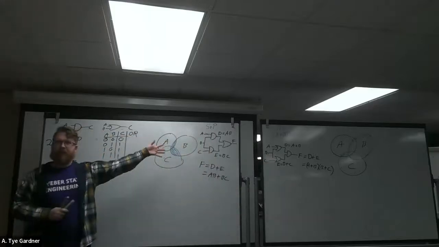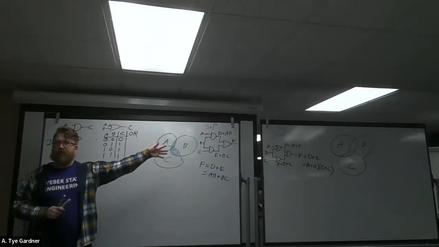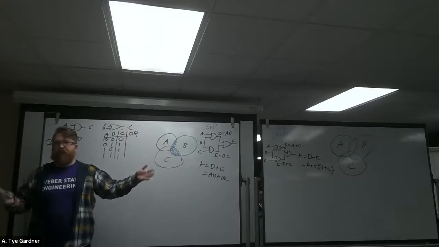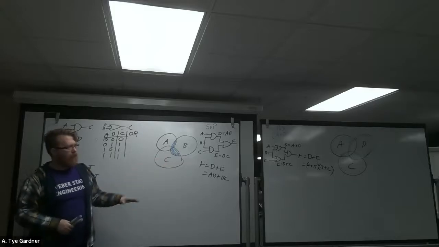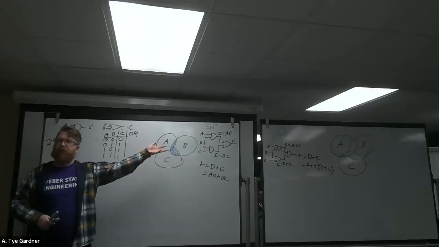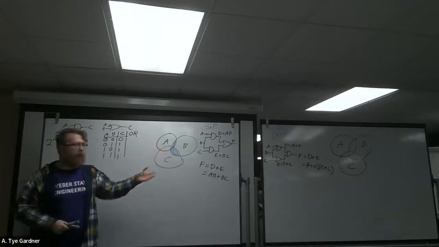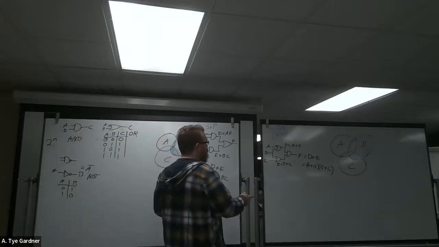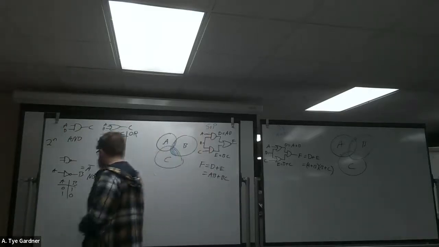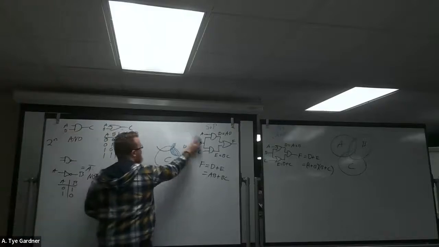Does that make sense how I got that one? That's all Venn diagrams are doing, is giving you an illustration of how these expressions work, right? What do they cover up? And I could do the same thing, it turns out, with a truth table, if that's what you like.